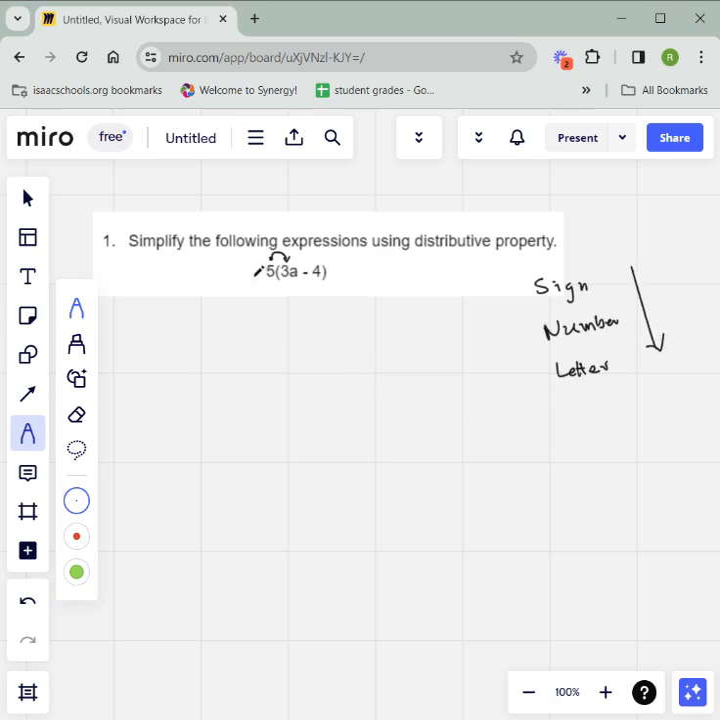First the sign, there's a positive and positive. Positive times positive is positive. That's going to be the next number. 5 times 3 is 15. And then the letter, it's A.